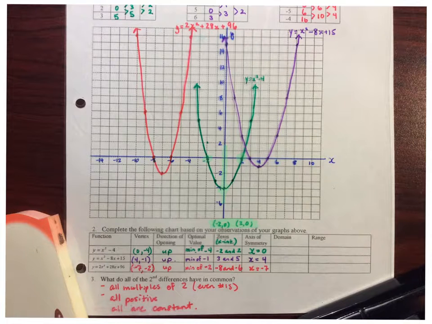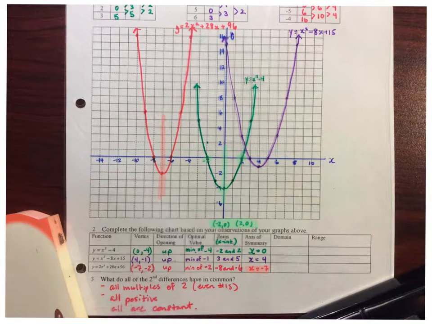The last graph, the red one, the vertex is at (-7, -2). It's opening up, minimum of -2. Your zeros are at -8 and -6. Halfway between -8 and -6, we have our axis of symmetry, which will be at -7. So x equals -7 is where our axis of symmetry is. So what do all the second differences have in common? They happen to all be multiples of 2. They're all even numbers. There's a reason why, and they always will be for quadratics. They should be multiples of 2.